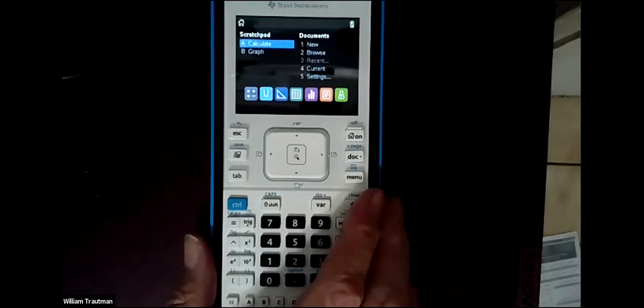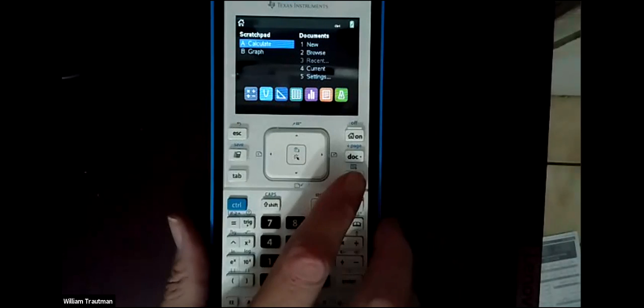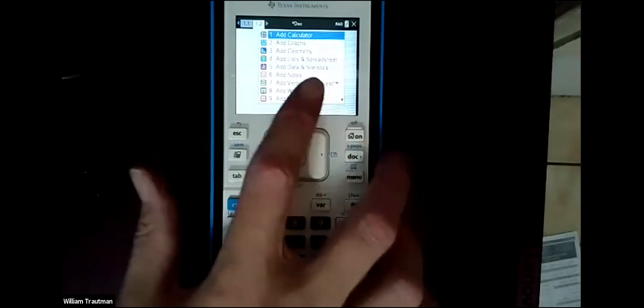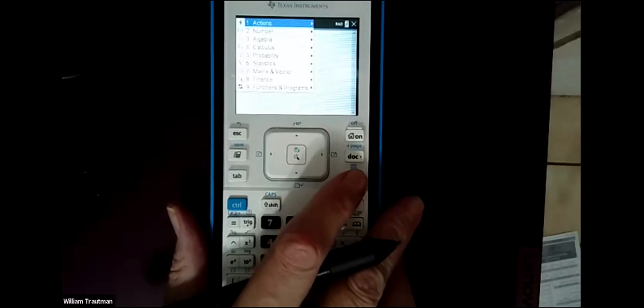All right, so I am going to stop sharing and go to my calculator. I'm going to turn it on. What we want to do is go to a calculator page to do this, to find binomial PDF. I need a new page: control, document, new page, add a calculator, page number 1. And we're on the calculator page now. And so we need to find binomial PDF. The way to do that is menu.